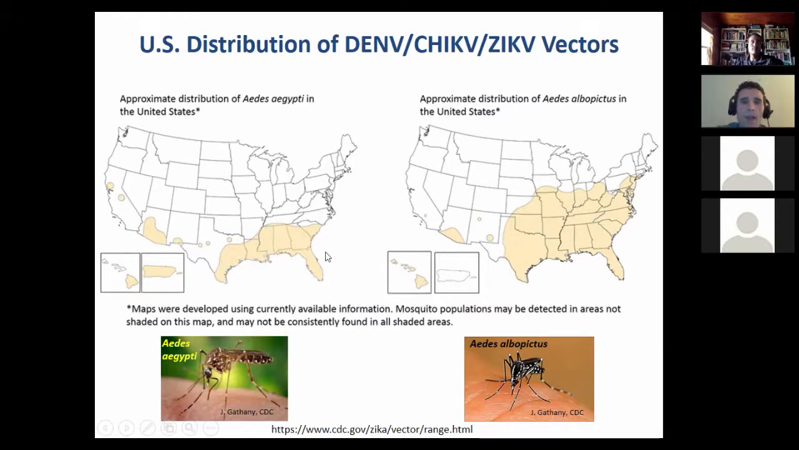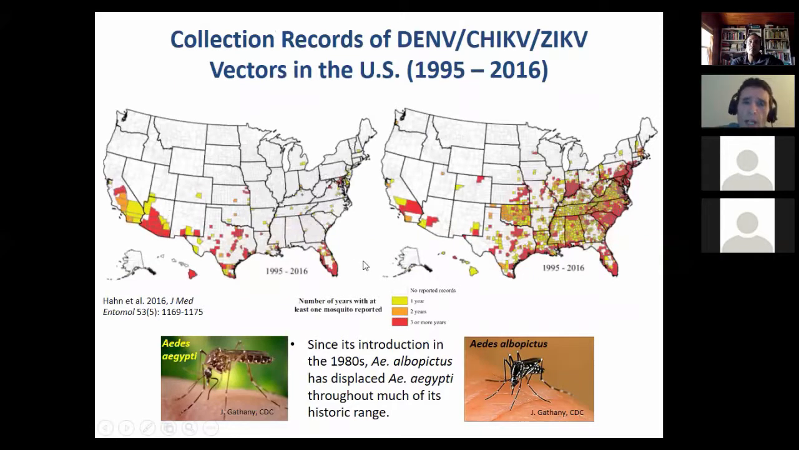Now there is some debate on this, and the next slide I'm going to show you shows collection records. The caveat to collection records is not every place is sampling for these mosquitoes, and so there are places where you could miss it. But you'll notice from 1995 to 2016, so this is about a 20-year data set.